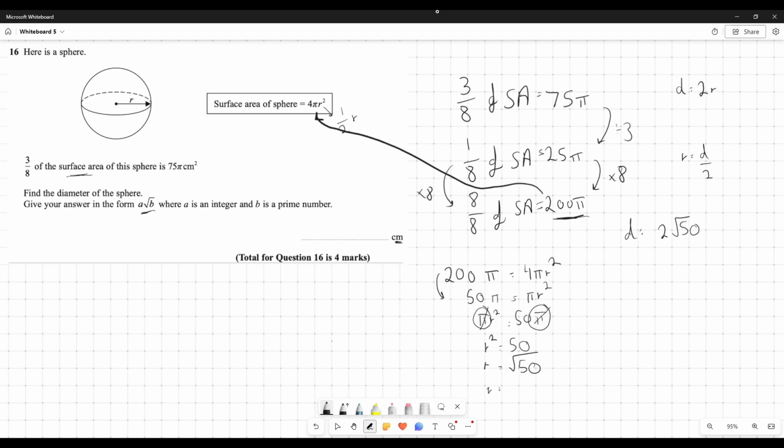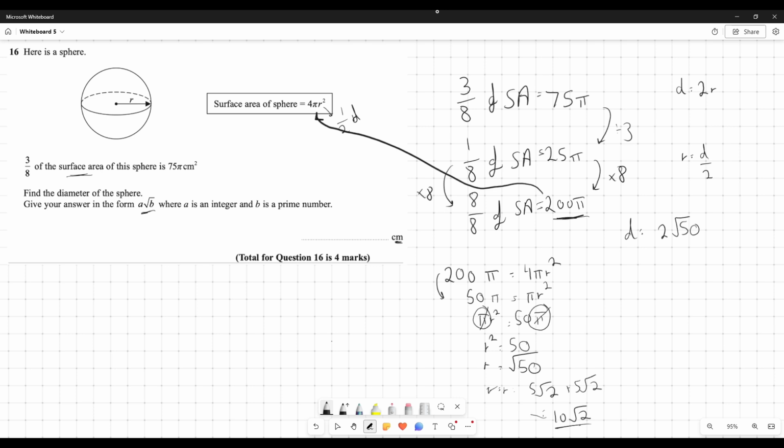Or the other way you could do it, you could simplify root 50 first. Root 50 simplifies to 5 root 2. So if we times 5 root 2 by 2, we would get 10 root 2. So that would be your final answer. This would not actually be half r, that would actually be the diameter. Half the diameter is the radius. So 10 root 2 would be your final answer.